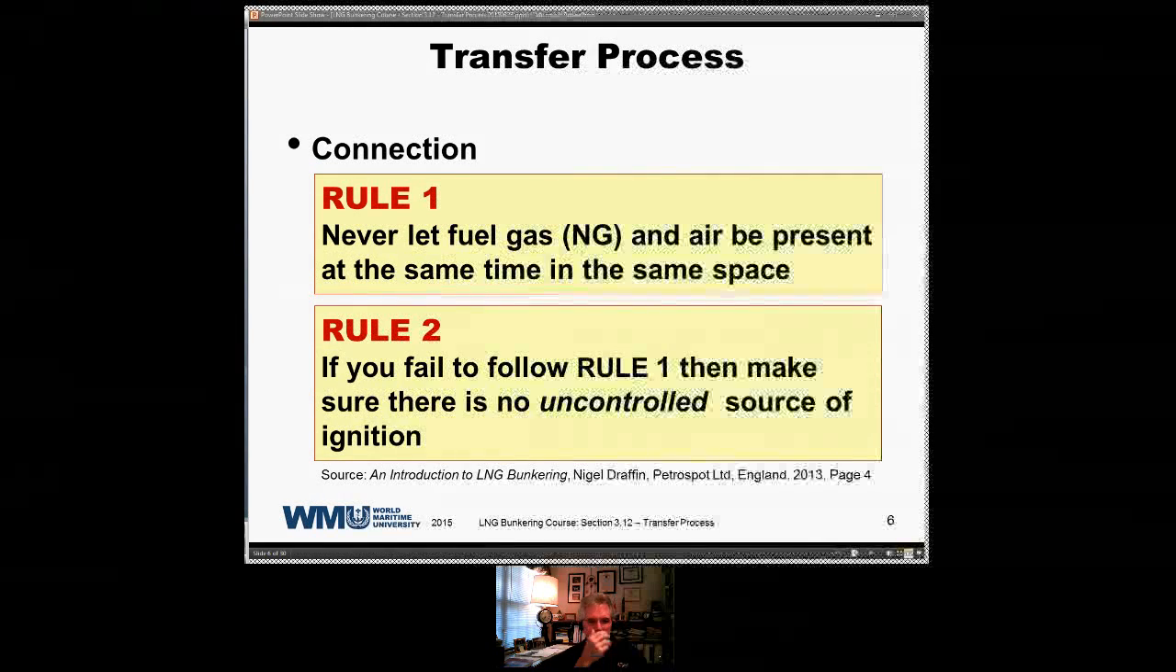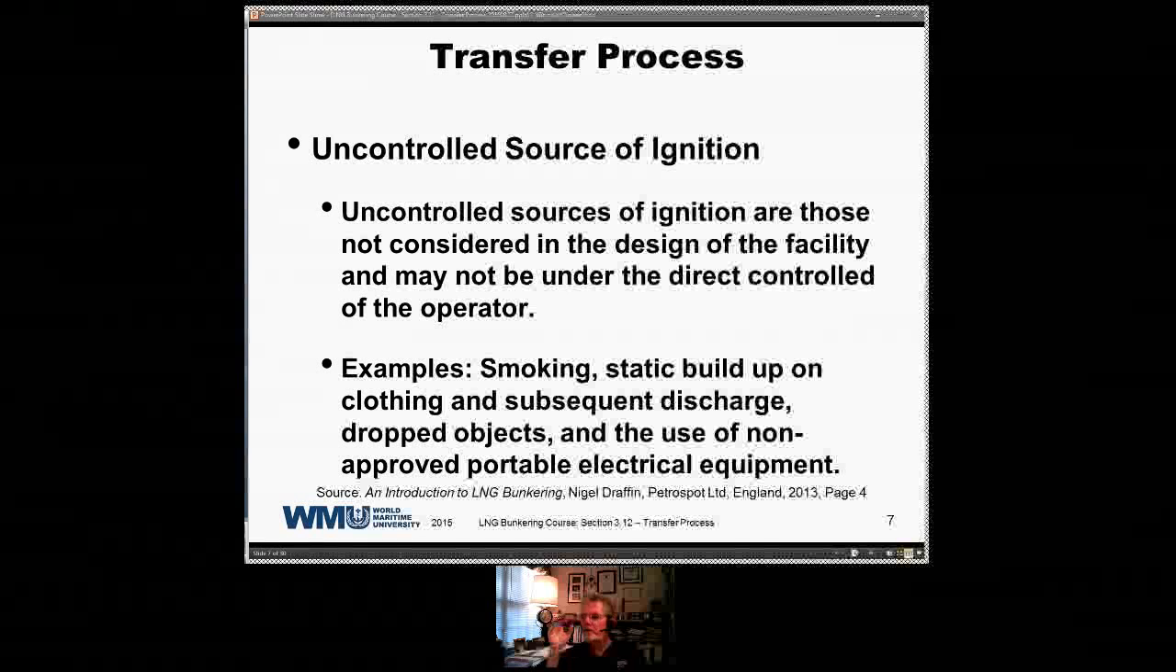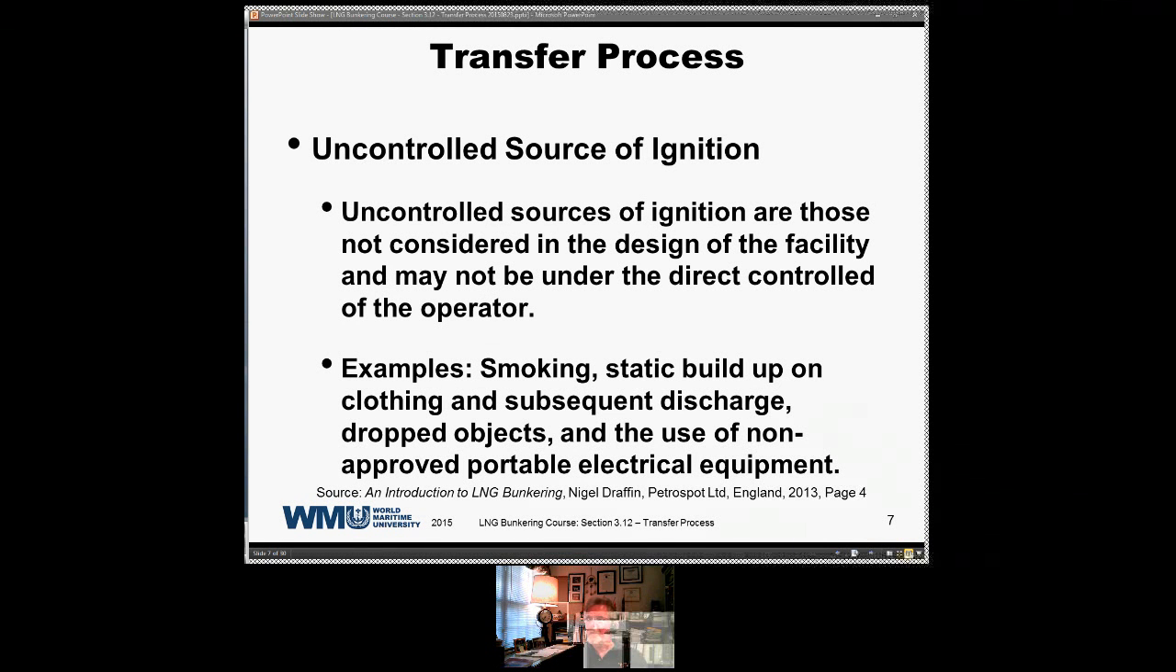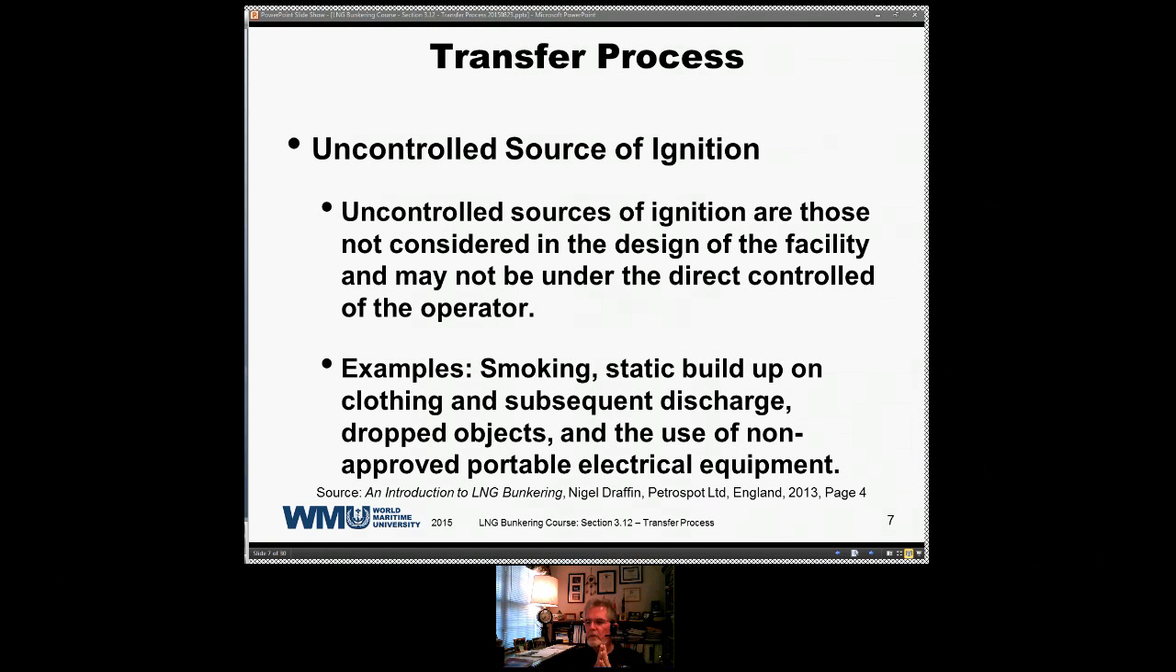Uncontrolled sources of ignition. People say, well, where the heck is this going to come from? Uncontrolled sources of ignition are those not considered in the design of the facility and may not be under the direct control of the operator. Examples of this: smoking, static buildup on clothing. This is something that a lot of people don't pay much attention to, but we can build up a static charge on our clothing, and we have to be aware of this.